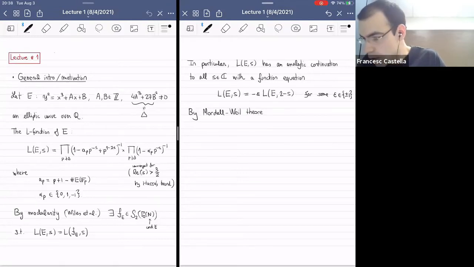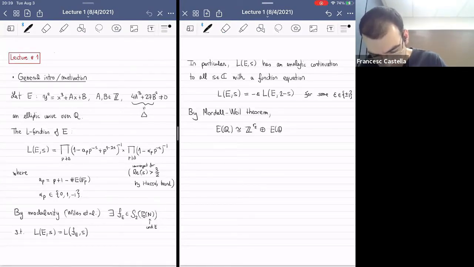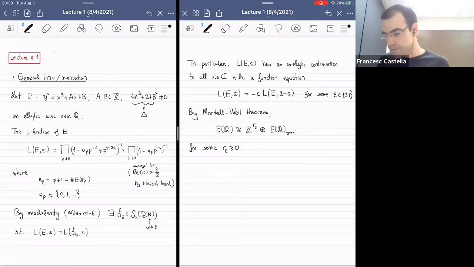this doesn't happen again. So by the Mordell-Weil theorem, we know that the Mordell-Weil group is finitely generated. Abstractly, it's a number of copies of the integers, call that number r_E, direct sum with the torsion subgroup, some finite abelian group. That non-negative integer r_E is what we usually call the Mordell-Weil rank.